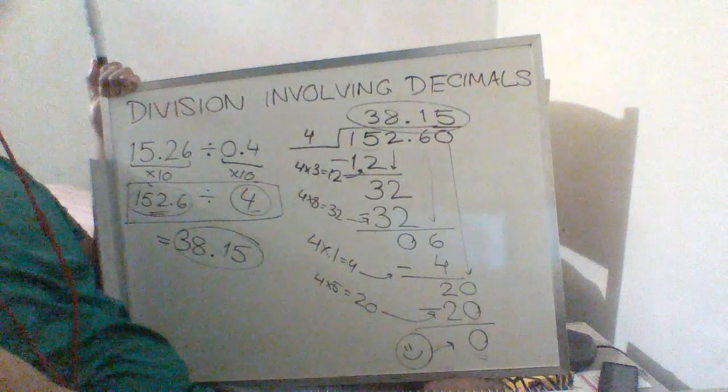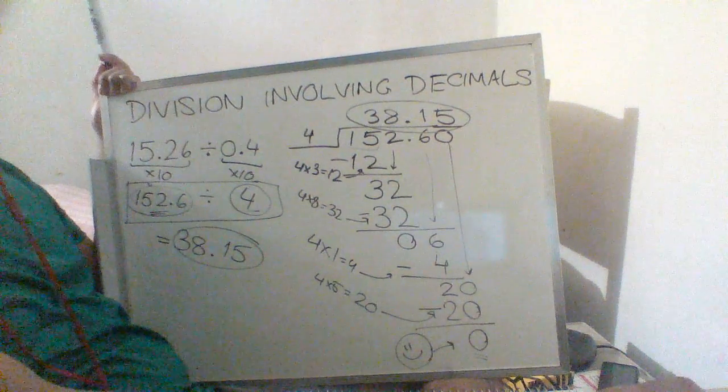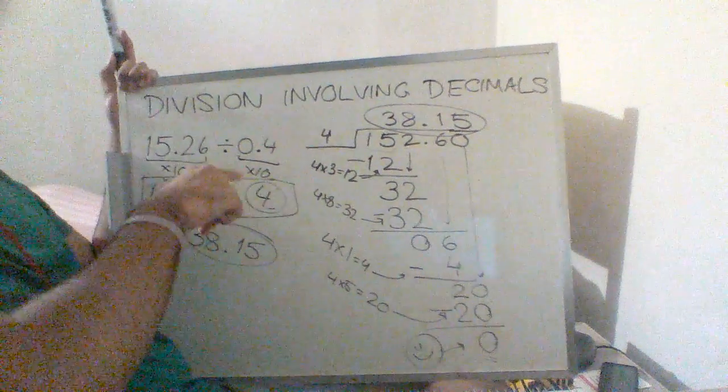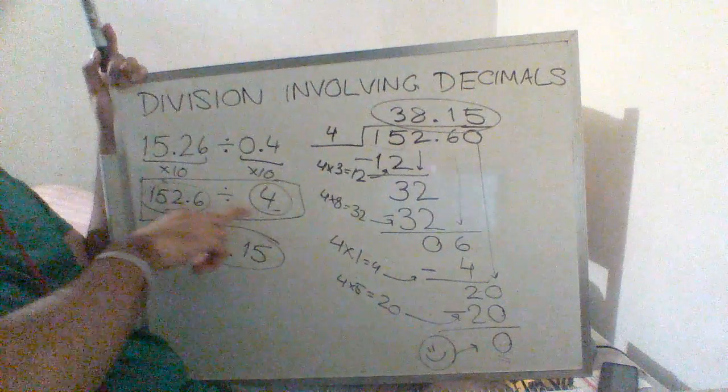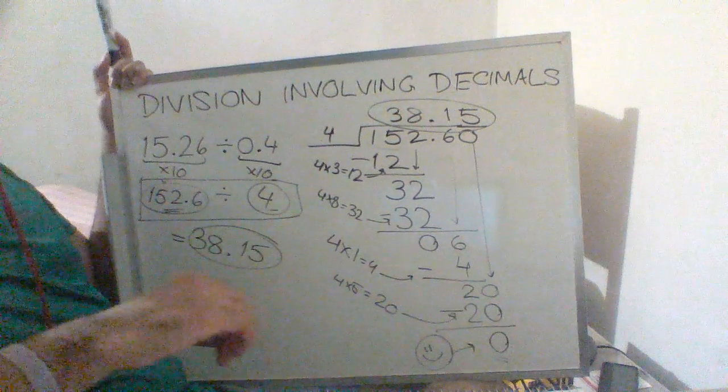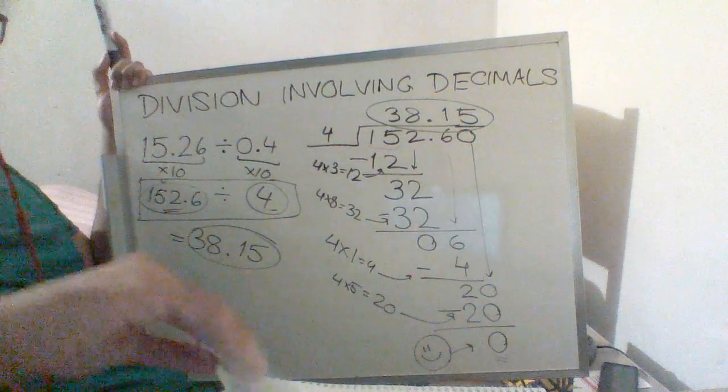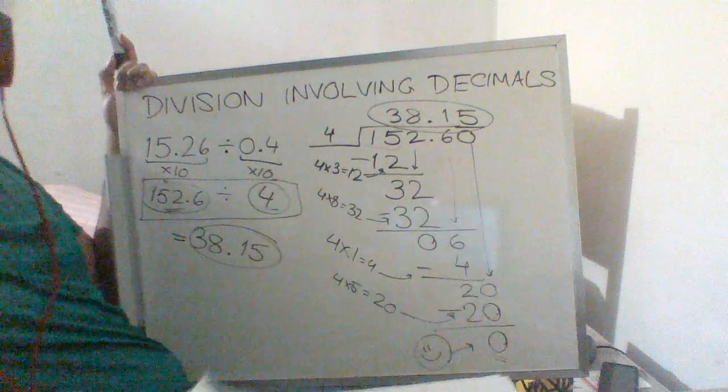So you're allowed to fiddle with the problem a little bit if it makes doing the math a little bit easier. And this multiplying by 10 to get a whole number for a divisor is a good example of a way in which you can do that.